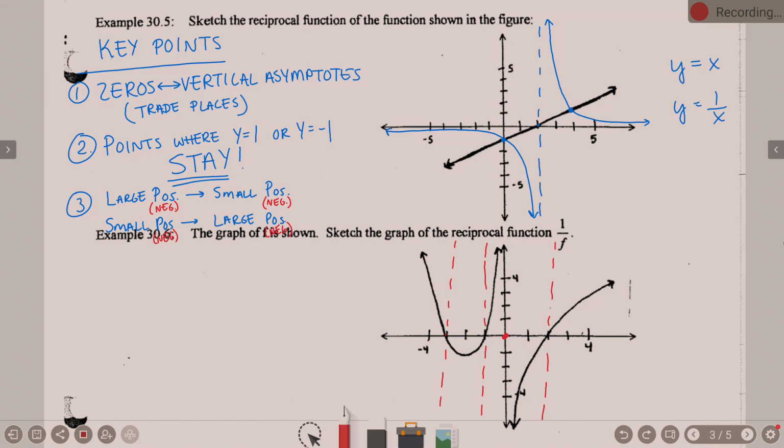Points where y equals 1 or negative 1 stay the same. And again, a lot of this is just kind of an eyeball, you know. Like, okay, so over here, somewhere over here, there's a point that's going to be the same. Somewhere right here, there's a point that's going to be the same. I'm just doing positive 1 right now, I guess. So there's 3 points that are positive 1 that are going to stay the same. I almost forgot my negative ones.